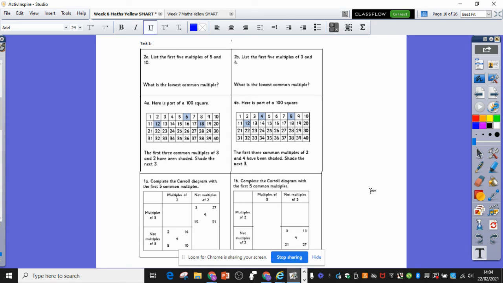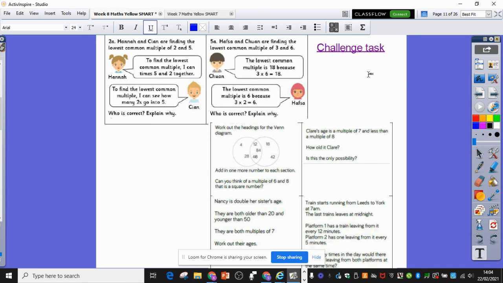And then what I'd like you to do is to mark them. If you get them wrong, I'd like you to go back and purple pen them. And if you've got them right, I would like you to have a go at the next task. And the next task is a challenge task. But again, all you need to be doing is follow the principle, finding the multiples of the numbers that you've been given and figuring out which is the lowest common multiple and figuring out who is right in these answers. And then when you've done that, move on to these challenge questions.